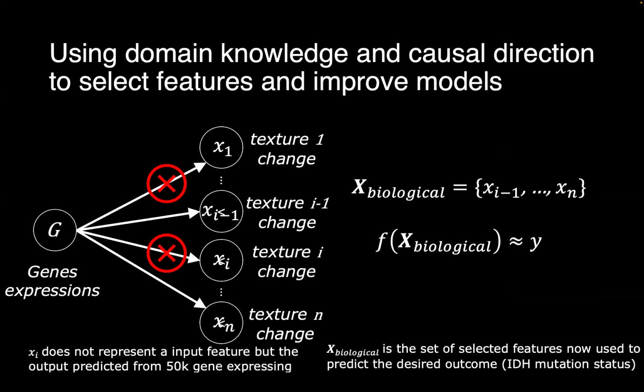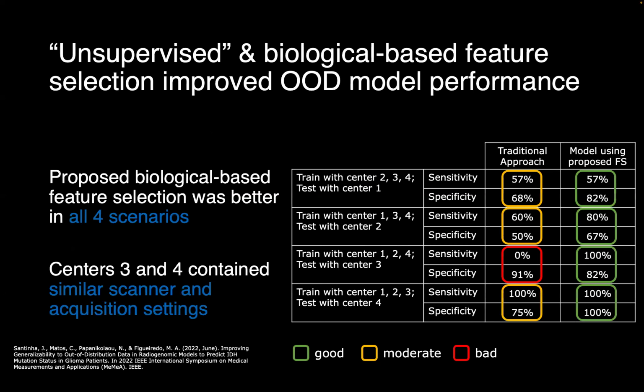So we did that, and we found the set of features that we called biologically meaningful, and used those to feed our regular machine learning models, logistic regression, random forest, you name it. And here we observed now an increase in performance across all centers for the proposed feature selection method.